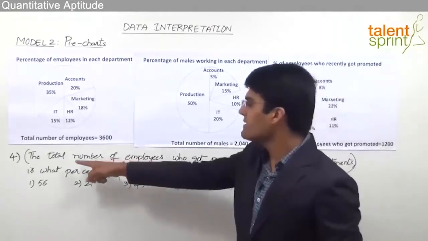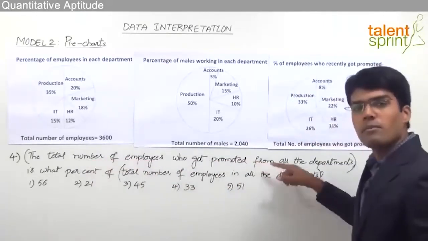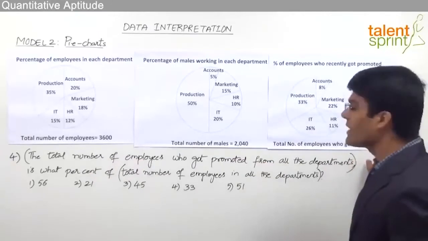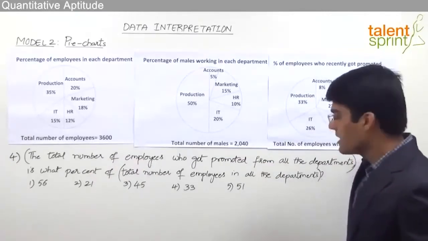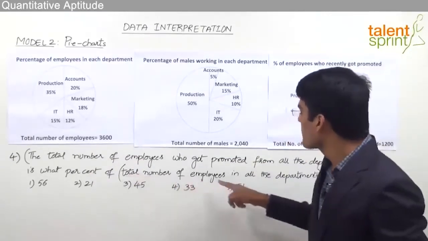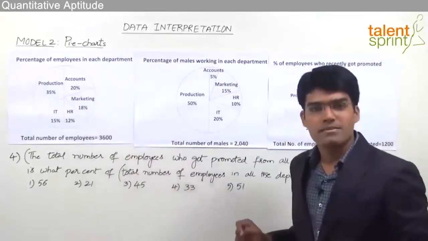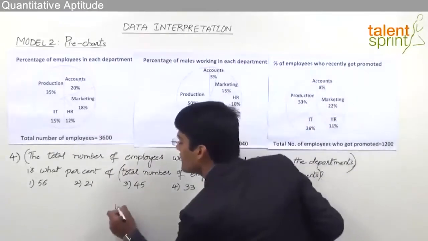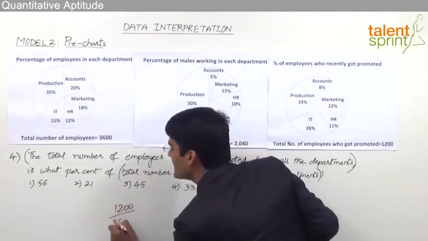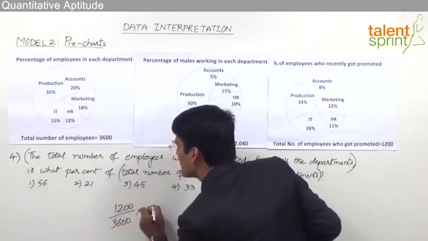So X in our case is the total number of employees who got promoted from all the departments, which is directly 1200 from the third pie chart. And Y here is the total number of employees in all the departments, which is equal to 3600 from the first pie chart. So we can say that the answer here should be 1200 divided by 3600 into 100.